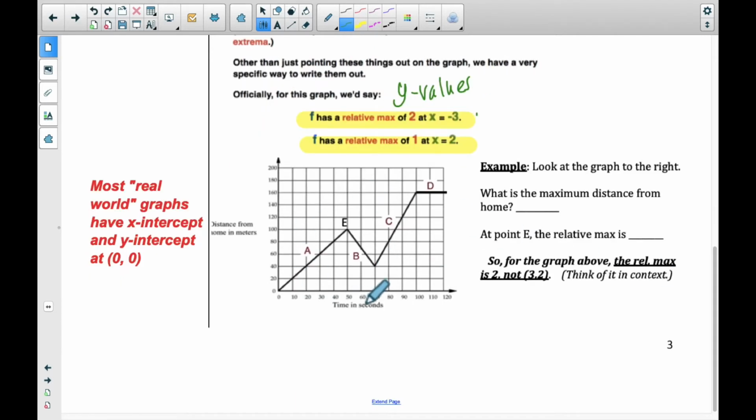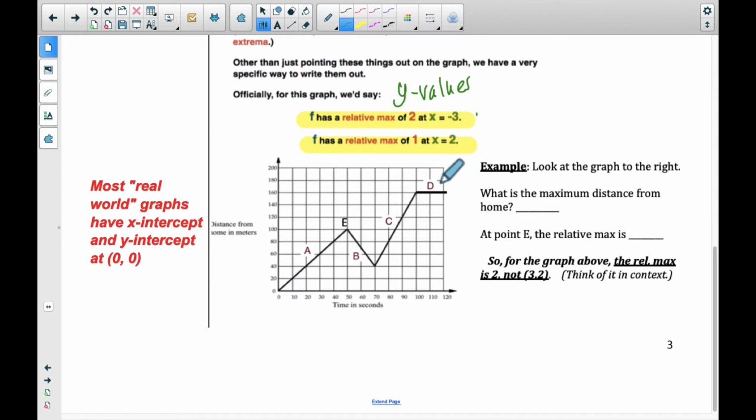And so this graph is from a little journey to the bus stop. So this person's going to the bus stop and they walk along and they get here, but then they turn around and they go back home, and then they run faster to get to the bus, and then they wait. Okay, that's what is going on here. Most real world graphs have x-intercepts and y-intercepts at 0, 0. And that's part of our lesson today, where's the x-intercept, where's the y-intercept? Well, here's the x-intercept and the y-intercept at 0, 0.